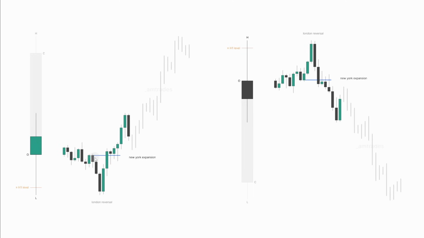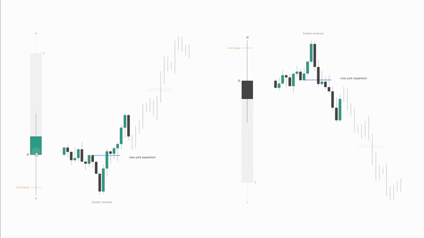We can also pair this with a change in state of delivery to confirm that this is a London reversal, and that during New York session we don't need to see price return back to this low and can expand to the upside. If you're not already familiar with the concept of a change in state of delivery, as noted by this blue line here, I already have a video covering this topic.